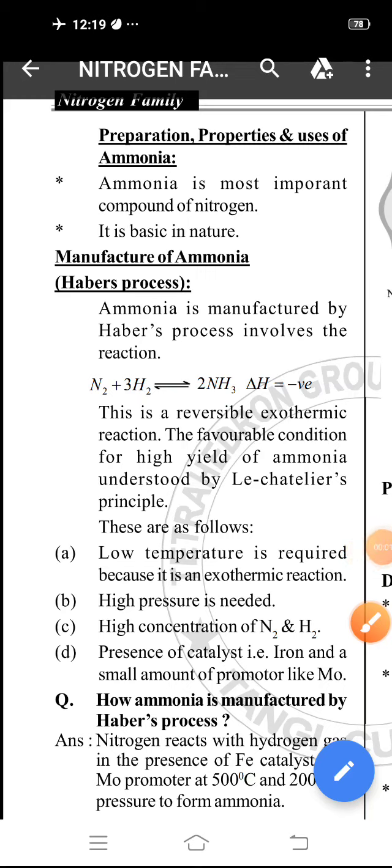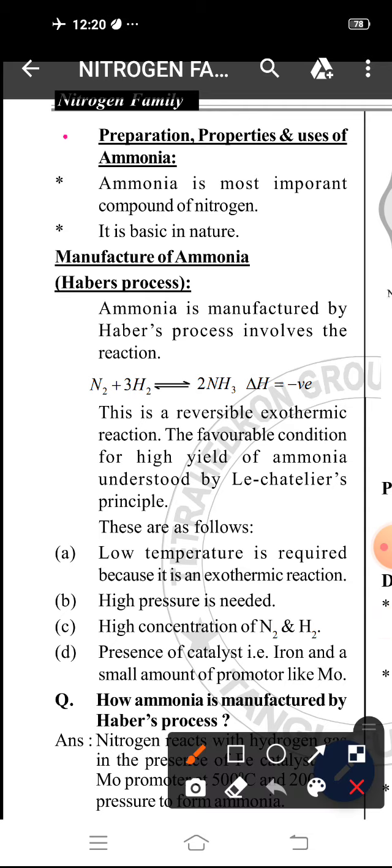Hello everyone. Today I am going to discuss the preparation, properties and uses of ammonia. In the previous video of the nitrogen family, I discussed the preparation and properties of nitrogen, that is dinitrogen N2, and in today's video I am going to discuss the preparation, properties and uses of ammonia.